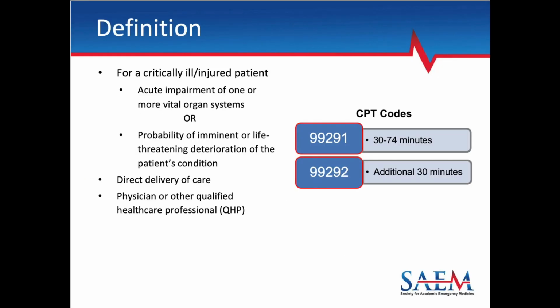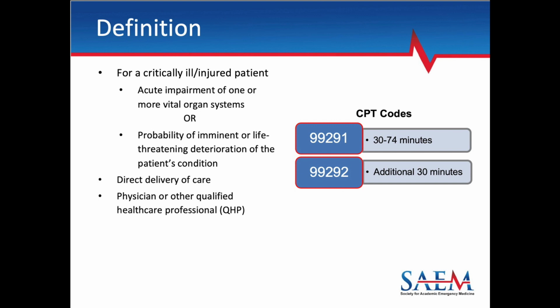From a definition perspective, critical care has two routes that merit its identification. Either a patient has an acute impairment of one or more vital organ systems, or there is the probability of imminent or life-threatening deterioration of the patient's condition. It is the complexity of the patient's care and the thought processes, interventions, and coordination of that care that merits a patient's chart being denoted as such.